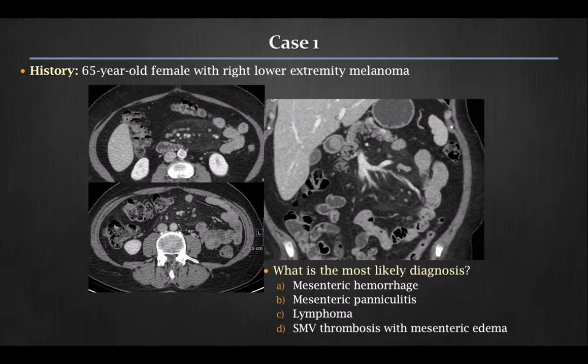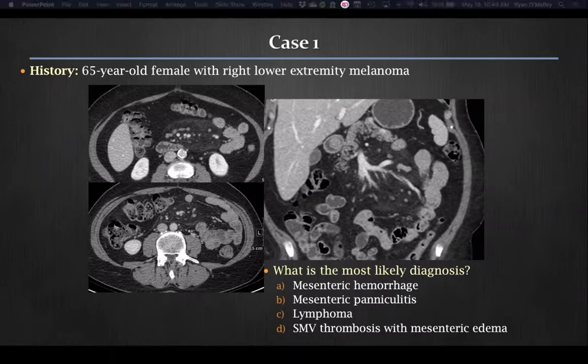So when you're watching this, you can pause for a second at this point to look at the images and try to make the findings yourself, and then try to answer the question. I'll pause briefly, but you can pause while you're watching, and then I'll go through the imaging findings and everything else after the initial slide. So here's the first question: a 65-year-old female with right lower extremity melanoma.